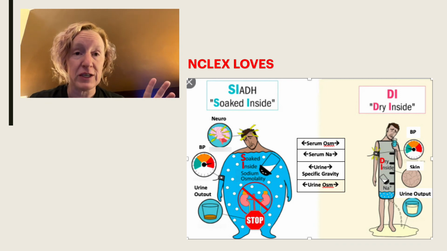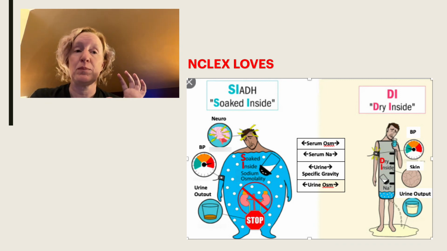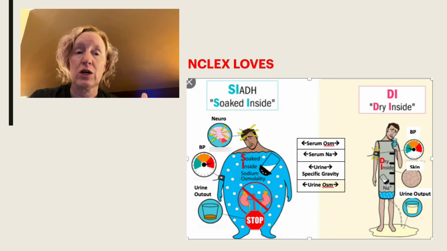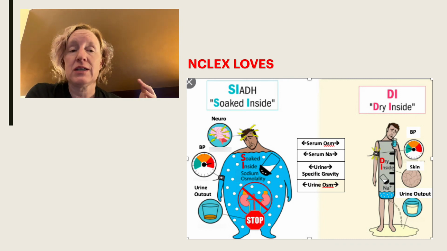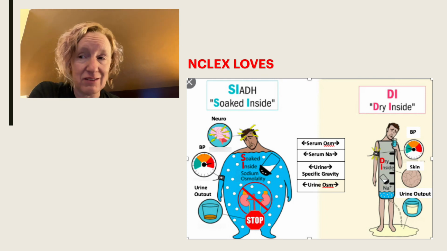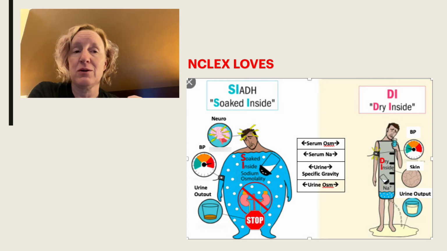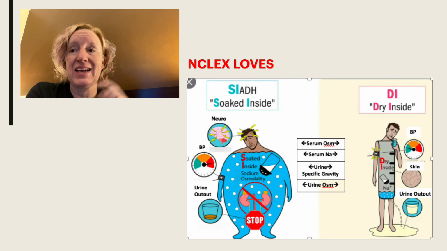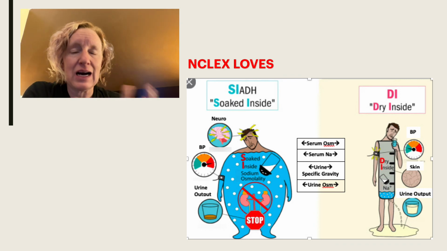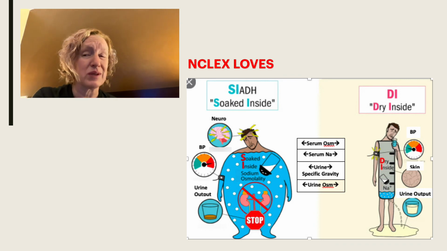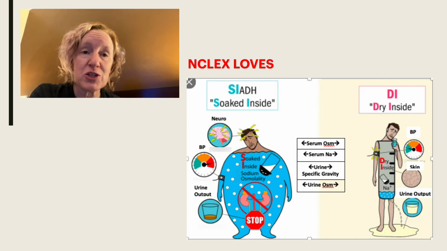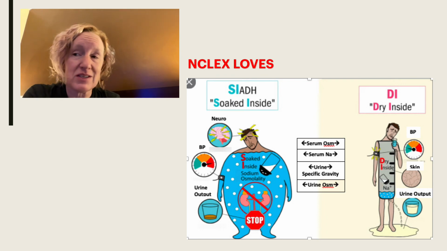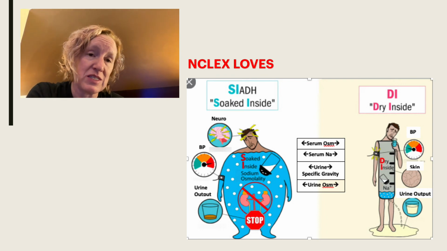So just a real quick shout out on SIADH, or syndrome of inappropriate antidiuretic hormone. This is something NCLEX loves. It loves to ask questions about SIADH and diabetes insipidus. And I can't say that I've ever really seen SIADH. It's more just a fluid hormone issue, whereas diabetes insipidus I've seen more with the head traumas specifically.